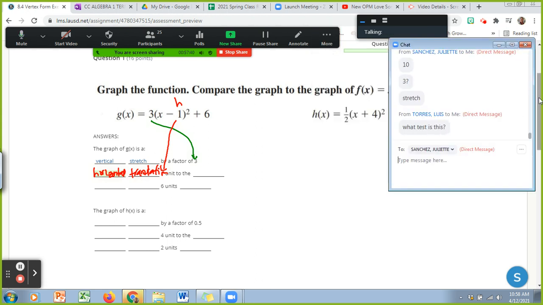What test is this for? It's the third one under the calendar. Yep, vertex form exercises, something like that.